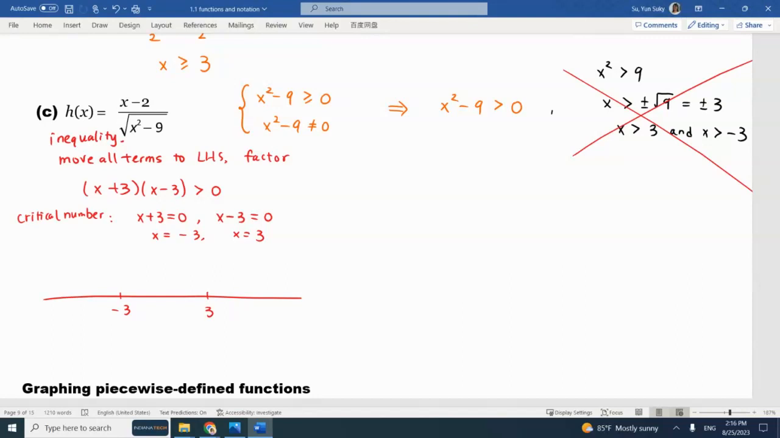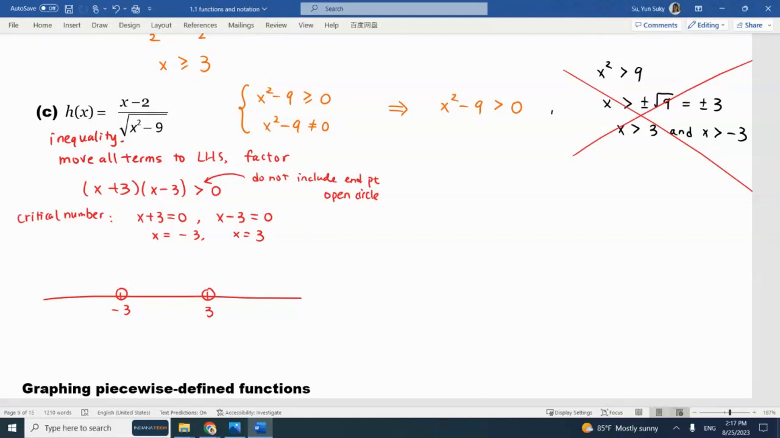Okay, and then you look at this inequality. Greater than means we don't include the endpoint, so you put an open circle there. Because it's strictly greater than, do not include the endpoint. That's why an open circle. If you have greater than or equal to, then you put a solid circle on the endpoint. Is that okay, everybody? Okay, next.